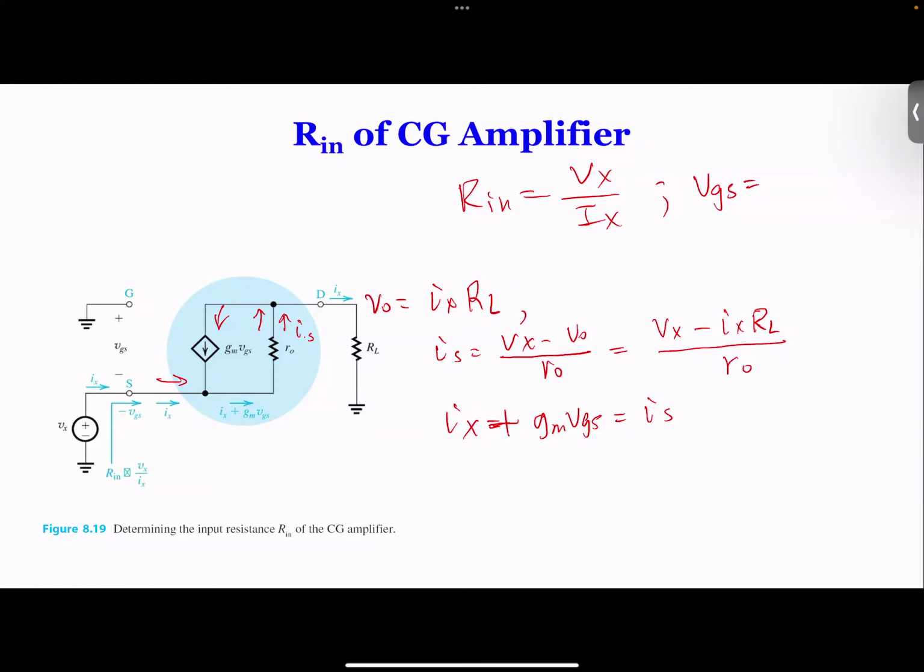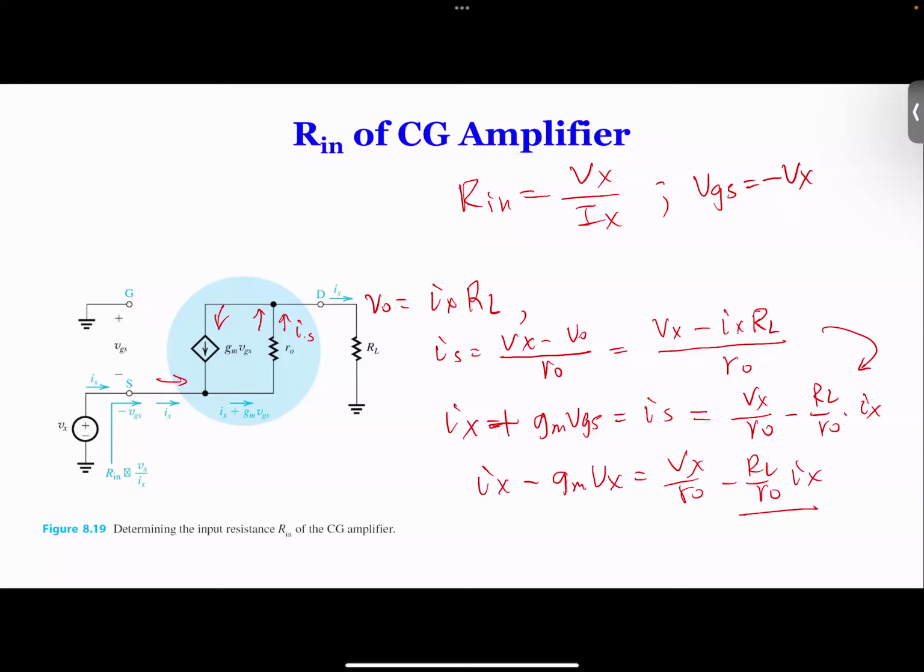So VGS is the voltage from ground to here. And the voltage from here to ground is Vx. So therefore, negative Vx. Okay, so now we know that Is is given as Vx over Ro minus RL over Ro times Ix, which we basically plug in here. Now VGS is minus Vx, so we get Ix minus Gm times Vx equal to Vx over Ro minus RL over Ro times Ix.